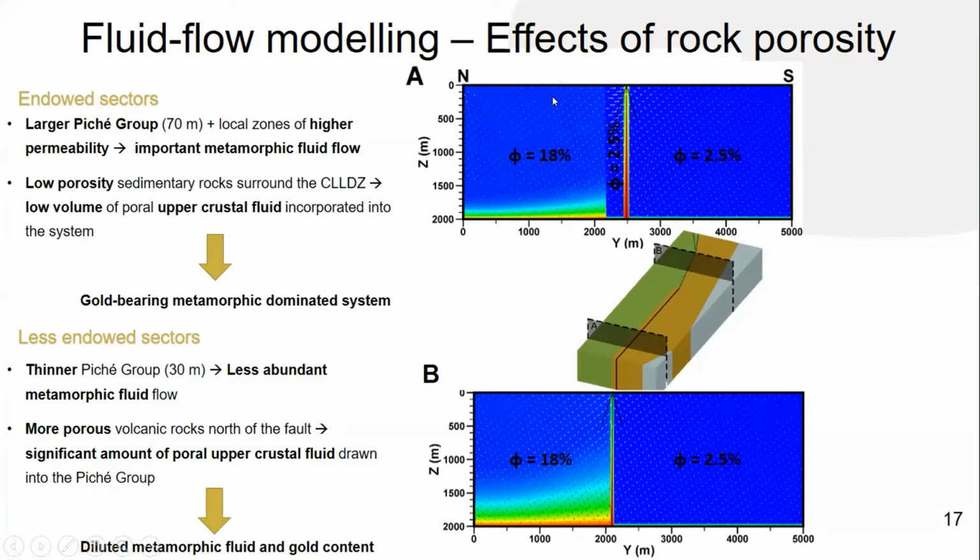In the less endowed sectors, on the other hand, we have a thinner Pichet group, which already leads to a less abundant metamorphic fluid flow. And the volcanic rocks north of the fault lead to a significant amount of pore upper crustal fluid that is drawn into the fault, which dilutes the original metamorphic fluid, and therefore the gold content.